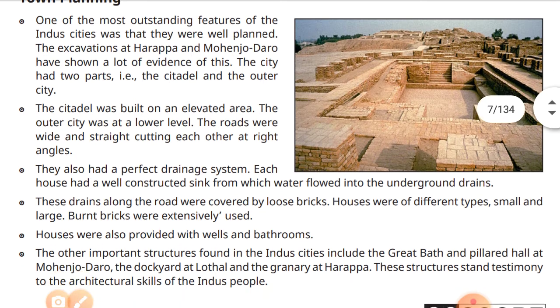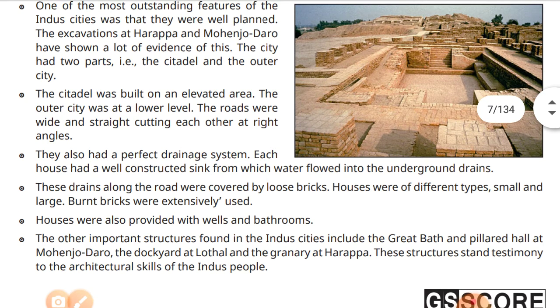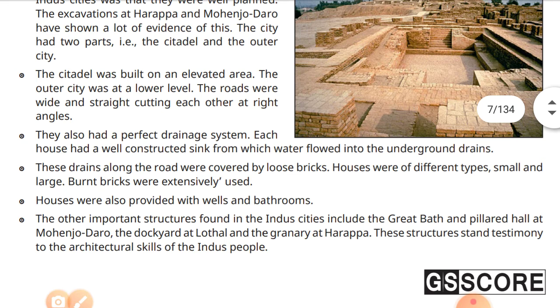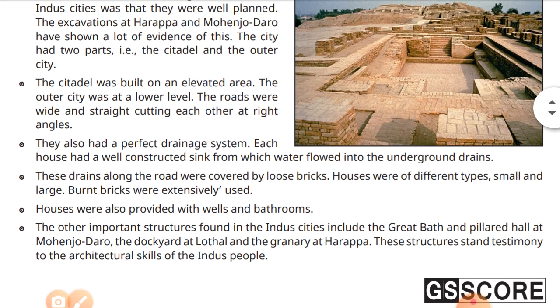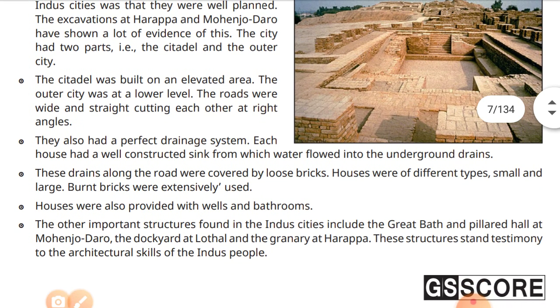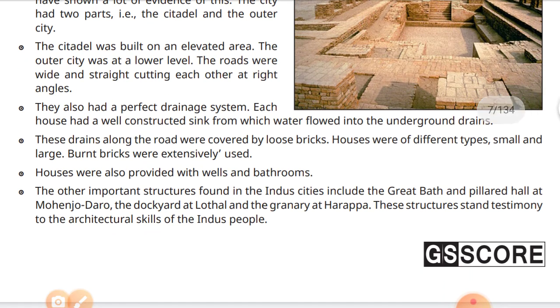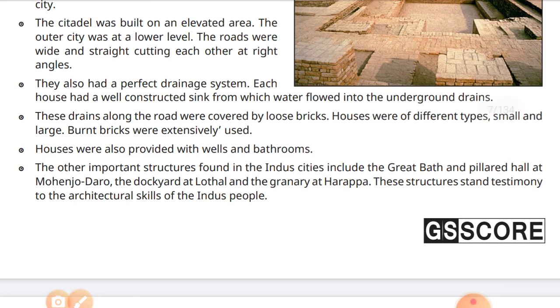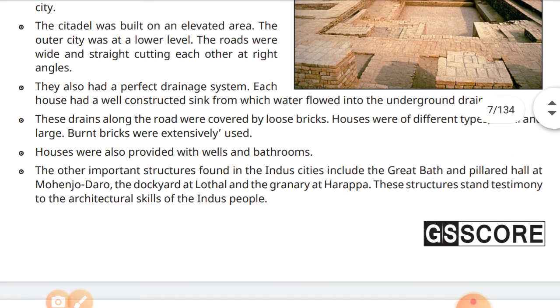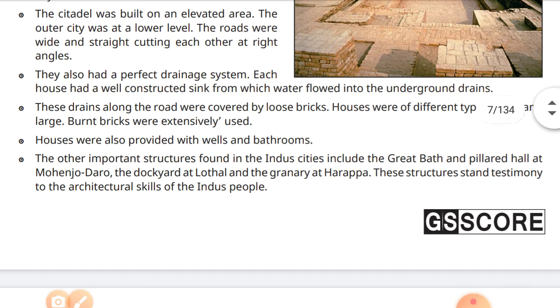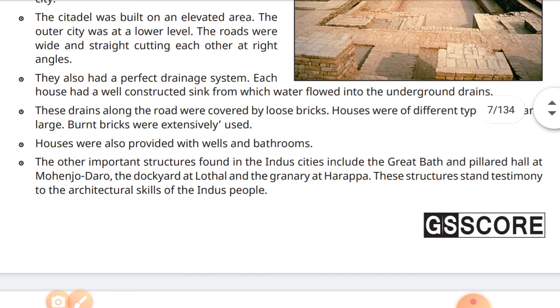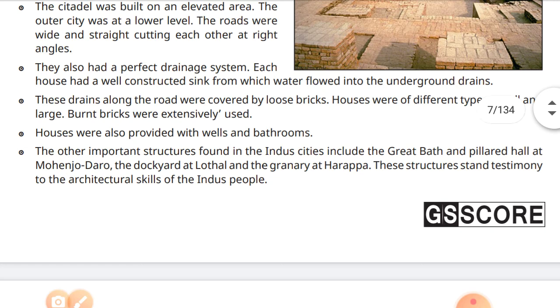One of the most outstanding features of the Indus cities was that they were well planned. The excavations at Harappa and Mohenjo-daro have shown a lot of evidence of this. The cities had two parts: the citadel and the outer lower city. The citadel was built in elevated areas, and the outer city was at lower levels. The roads were wide and cut each other at right angles.